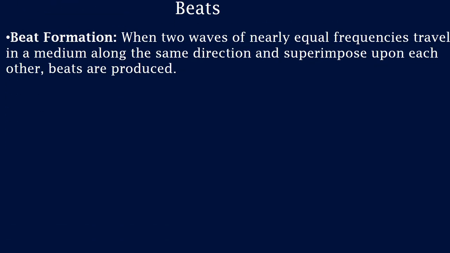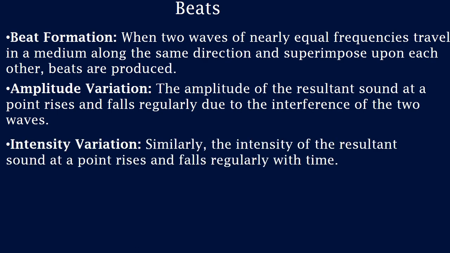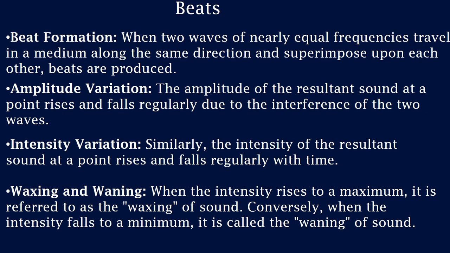Beats. Beats are produced when two waves of nearly equal frequencies travel in a medium along the same direction and superimpose upon each other. It has the following characteristics. Amplitude variation: the amplitude of the resultant sound at a point rises and falls regularly due to the interference of the two waves. Intensity variation: similarly, the intensity of the resultant sound at a point rises and falls regularly with time.